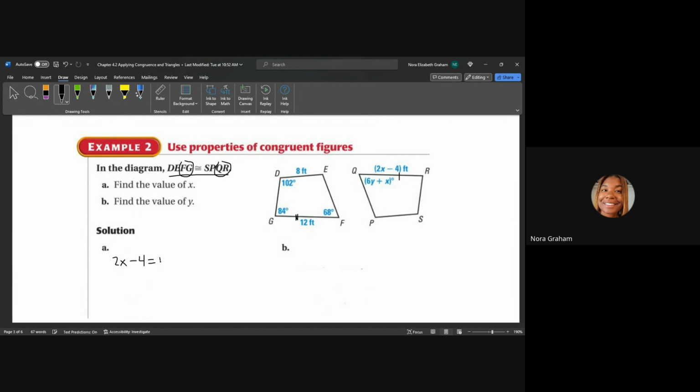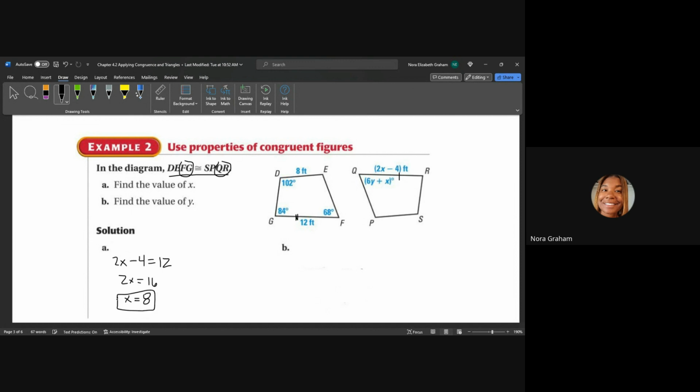Now I just use basic algebra from Algebra 1 to solve our linear equation. I just have 2x, 12 adding 4 is 16. Divide by 2 to get rid of the coefficient of the x. 16 divided by 2 is going to be 8. Okay, our x is going to equal 8.